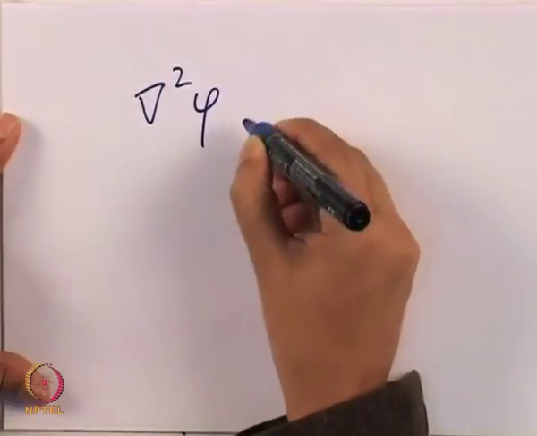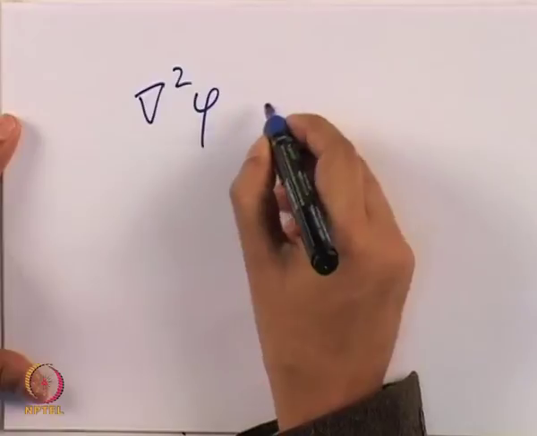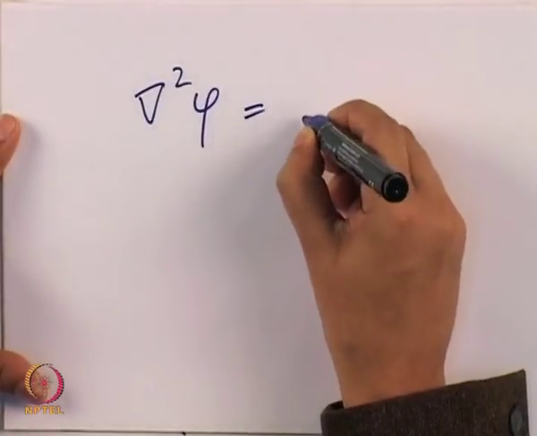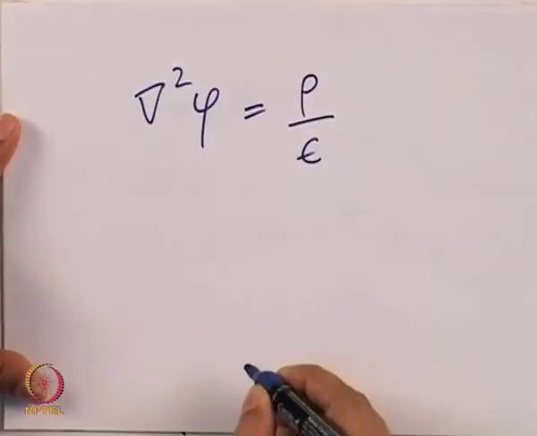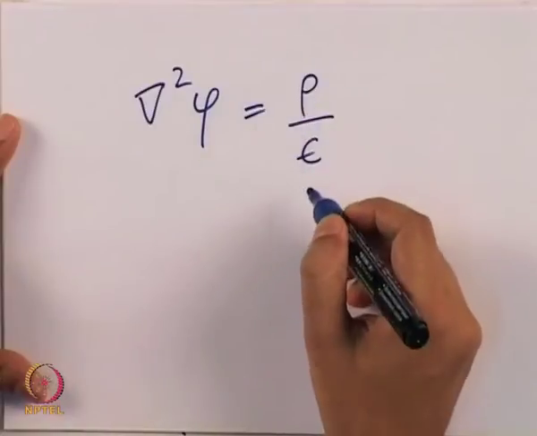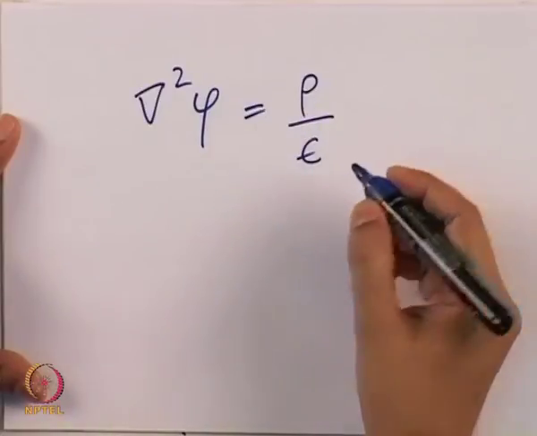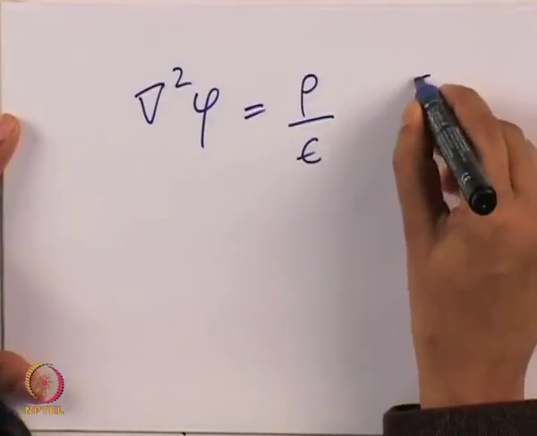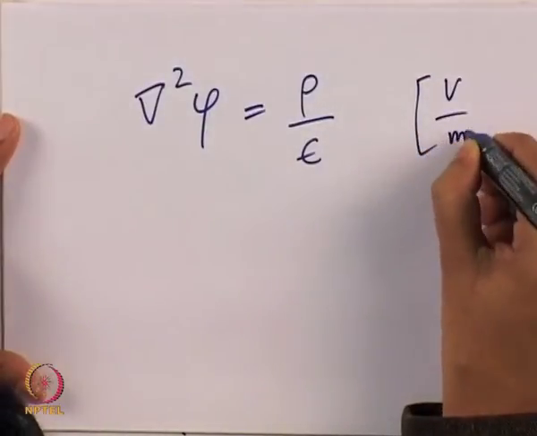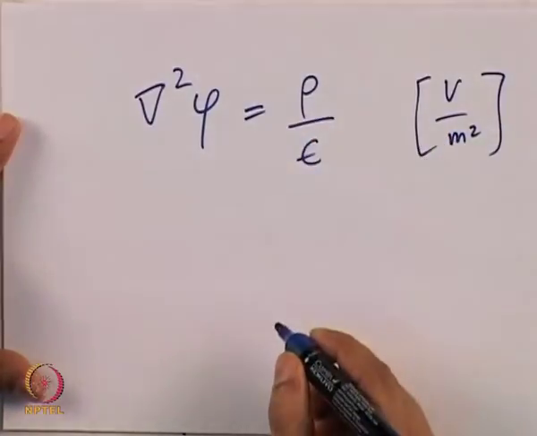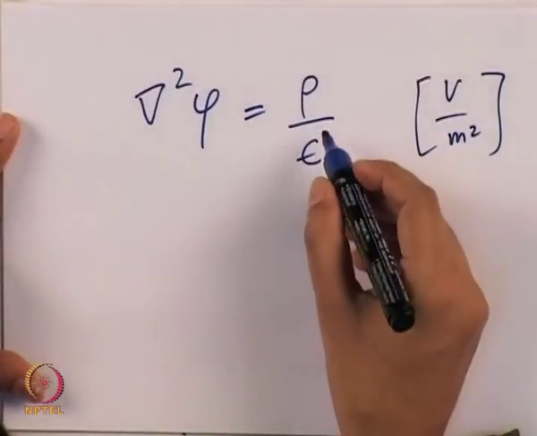Initially we had the term del square phi equal to 0 in the case of the Laplace equation. Right now we are going to look into the Poisson equation. So we will have del square phi is equal to rho by epsilon, and when you look at the units, we are talking about units of volt per meter square. This is going to be the unit of this right hand side term.